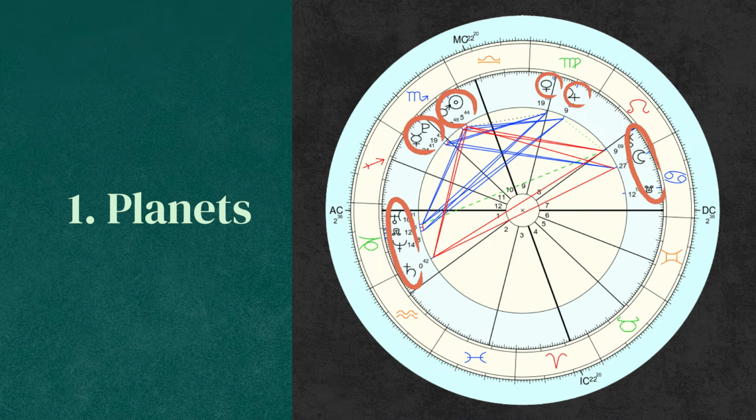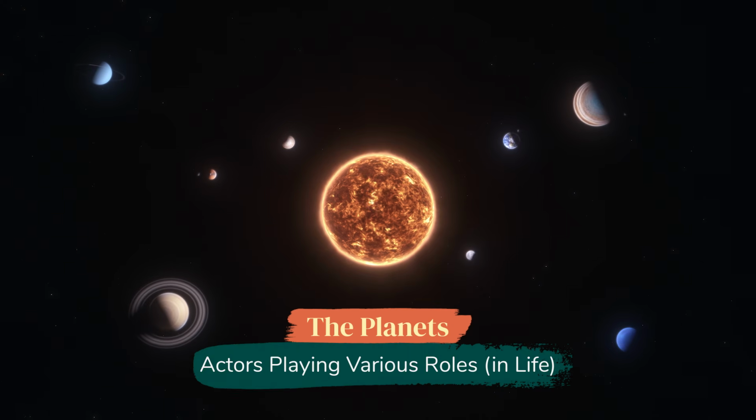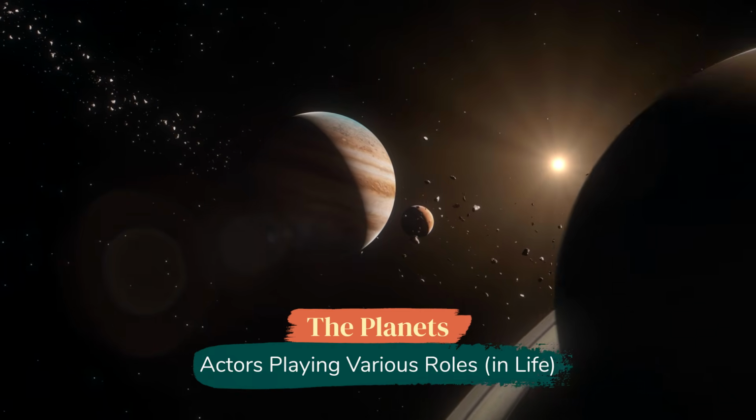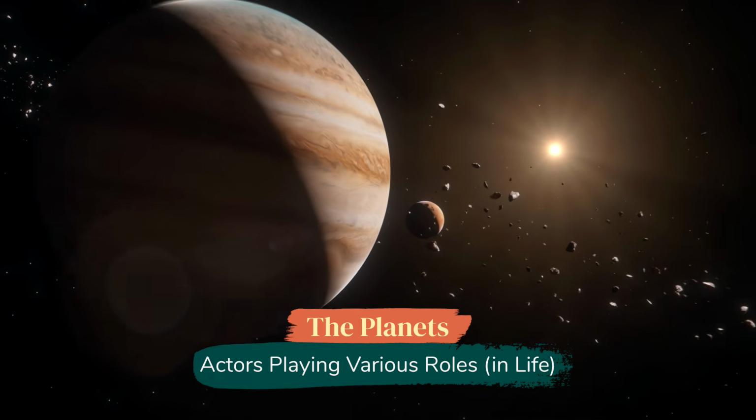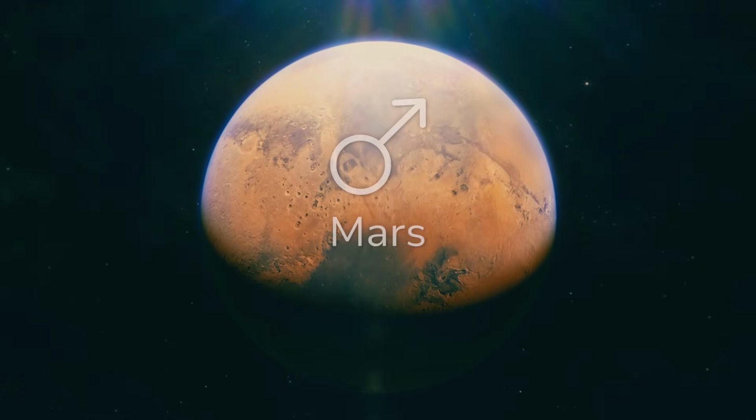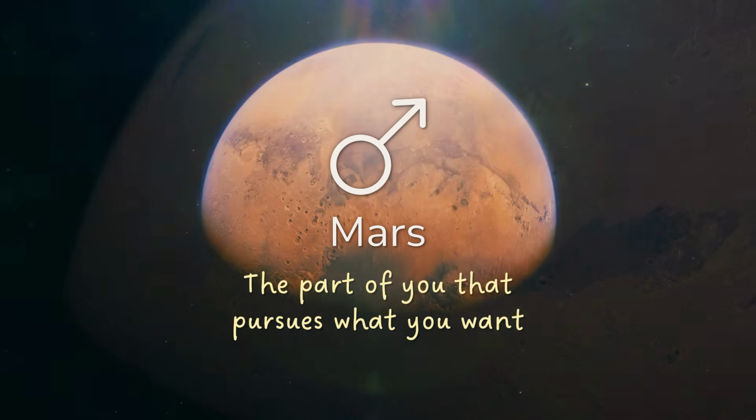The first component is the planets. These are the actors on stage, and they're going to have different roles that they play. Now, in your psyche, these are the different characters or voices that interact with you on a daily basis. For example, you have Mars, which is the planet of assertiveness, driving energy.